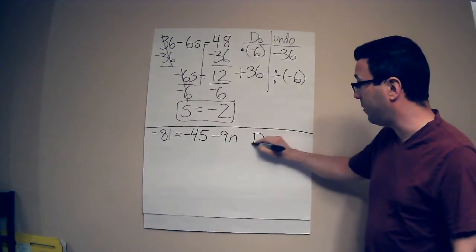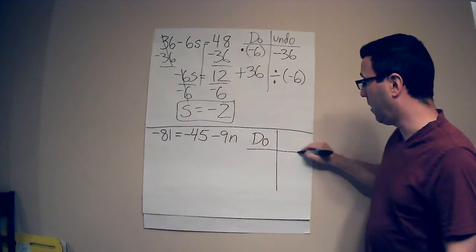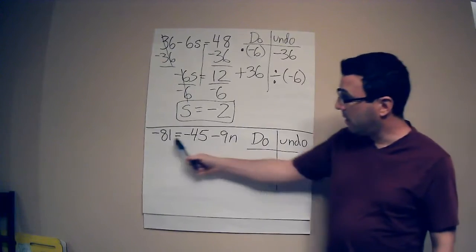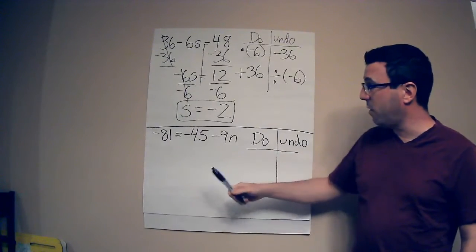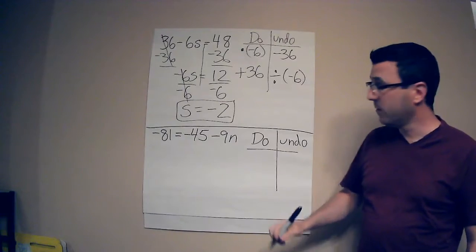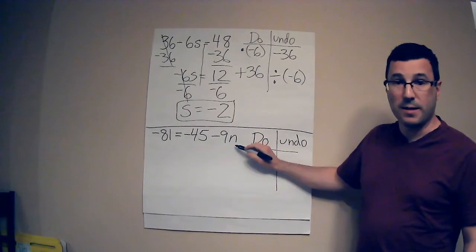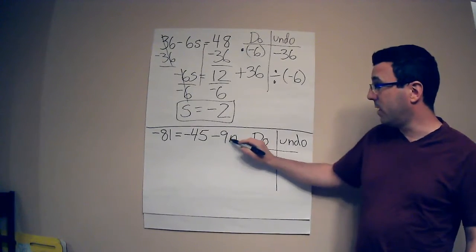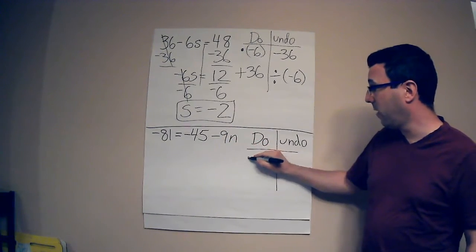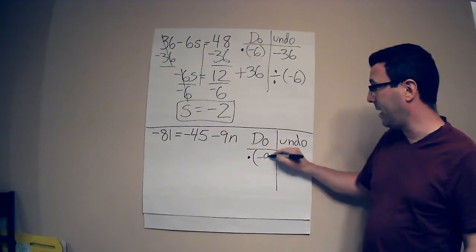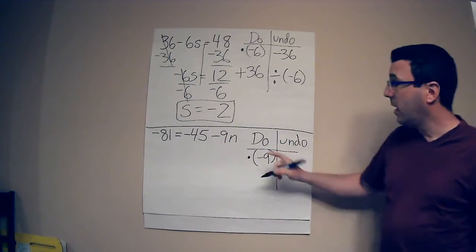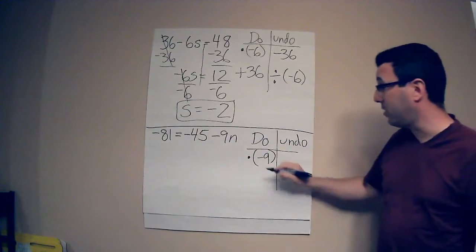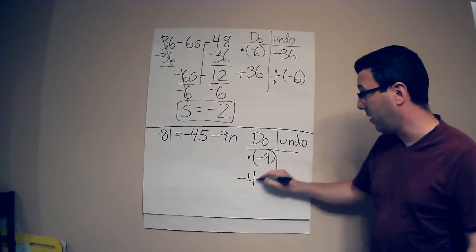Alright, so let's move to this next one here. Again, I'm going to set up a do-undo chart. Okay. Negative 81 equals negative 45 minus 9n. So here's my variable n. Order of operations, do we have multiplication and division? Yes, we do. We are multiplying by a negative 9. And then we are, oh, that's a negative 45, so technically that's subtracting. We're subtracting 45.